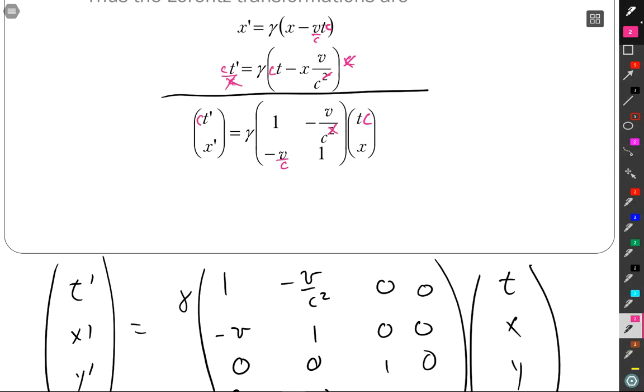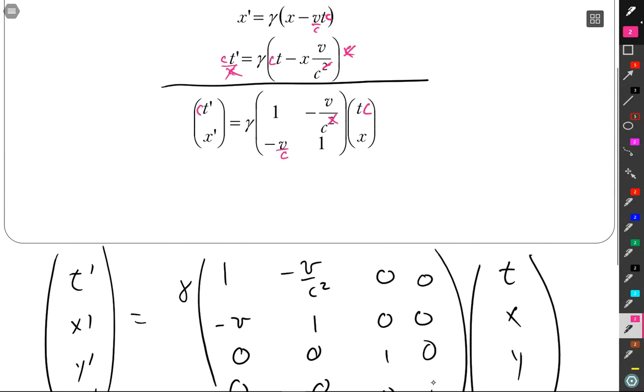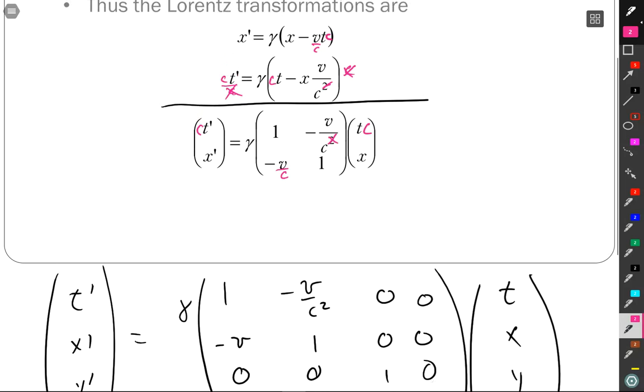Did I do that right? Yeah, I did, except I put the wrong one first. This one here was the one that went to there. This one here is the one that went to there.